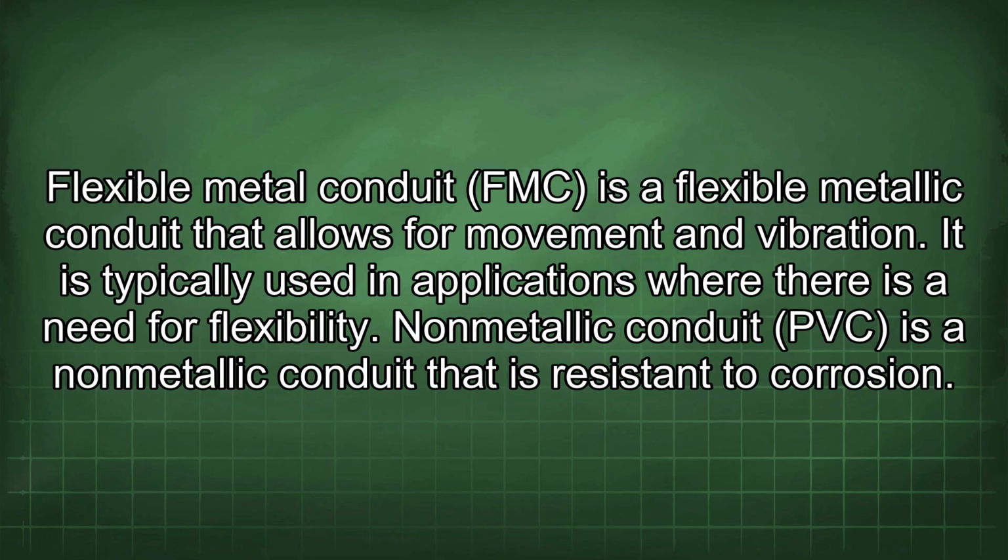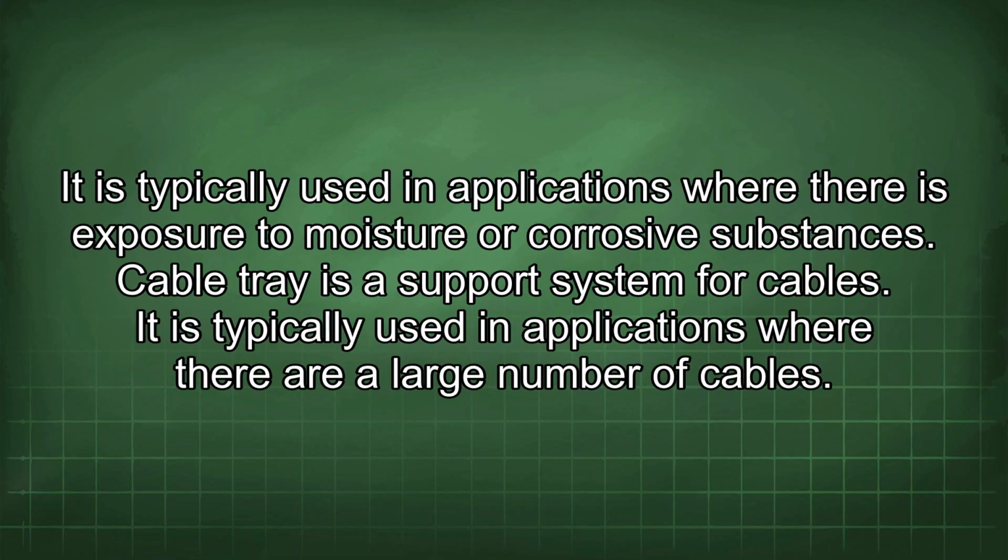Flexible metal conduit (FMC) is a flexible metallic conduit that allows for movement and vibration. It is typically used in applications where there is a need for flexibility. Non-metallic conduit (PVC) is a non-metallic conduit that is resistant to corrosion. It is typically used in applications where there is exposure to moisture or corrosive substances. Cable tray is a support system for cables. It is typically used in applications where there are a large number of cables.